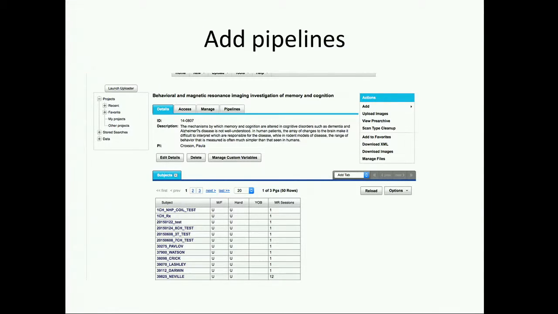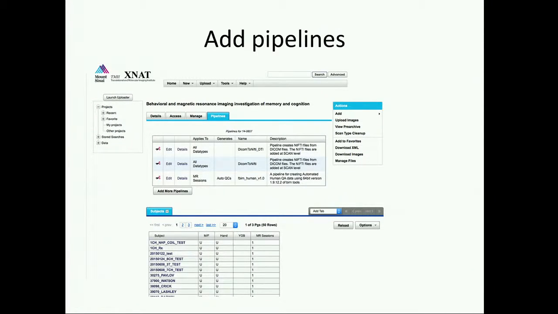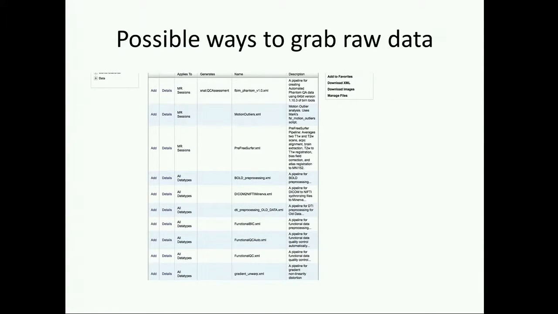And at this point, you might want to add some of the pipelines that we're going to talk about. So very briefly, you can do that from within each project. You can go to the Pipelines tab. There'll be a list of the pipelines that are currently assigned to you. So here are some pipelines that are currently assigned to me. As you can see, I don't use many because I scan mostly non-human subjects. And you can check here to add more pipelines, and it will give you a list of the possible pipelines that you can find. So we're not going to cover all the pipelines today.